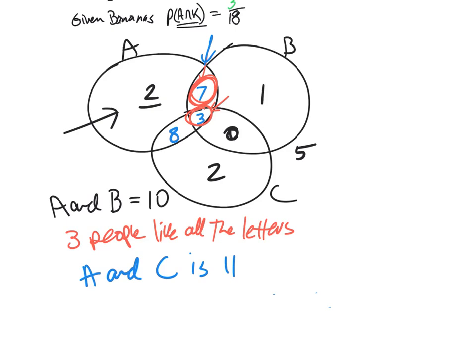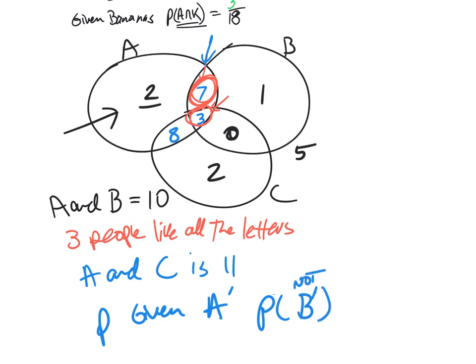So let's say I had, what is the probability of B, given A with a dash like that? I hope you know that means not. Given A not, what is the probability of B not? That little dash means not B. Given A not, what's the probability of B not?